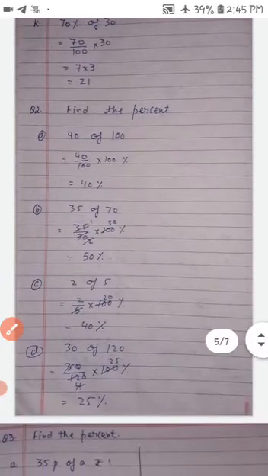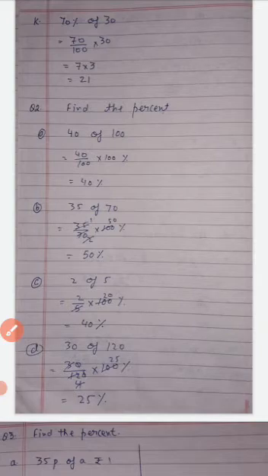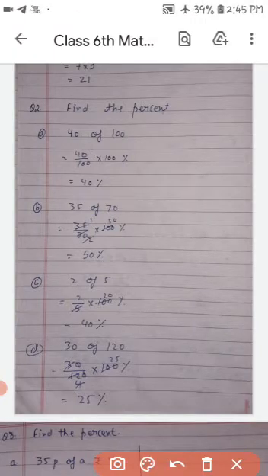Question 2. Find the percent. 40 of 100. Now 40 upon 100 multiplied by 100 and write the percentage sign. Answer is 40%. 35 upon 70, multiply by 100. Cancel out the number: 35 twos are 70. Now 2 fifties are 100. Answer comes to 50%. 2 of 5. 2 upon 5 multiplied by 100 and write the percentage sign. 5 twos are 10, 2 twenties are 40%.